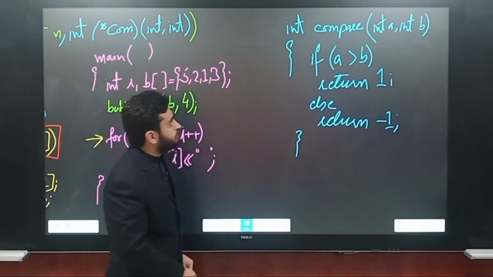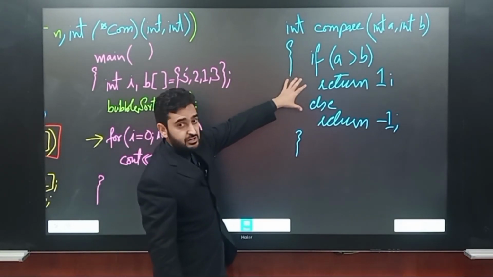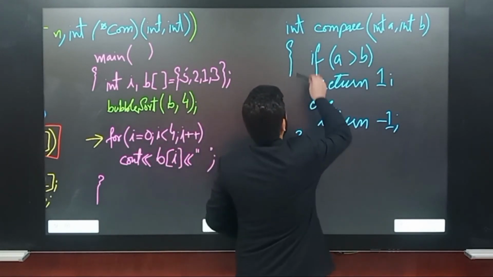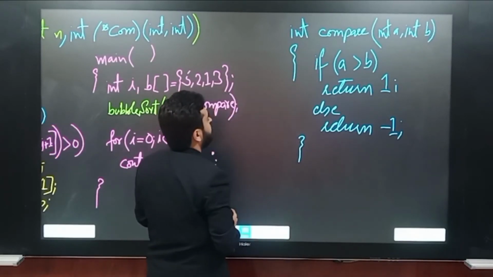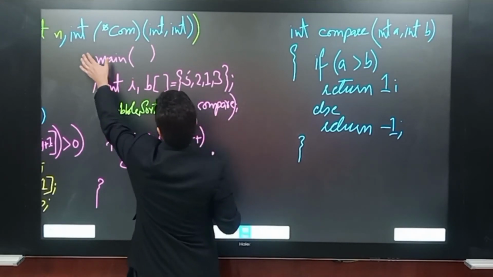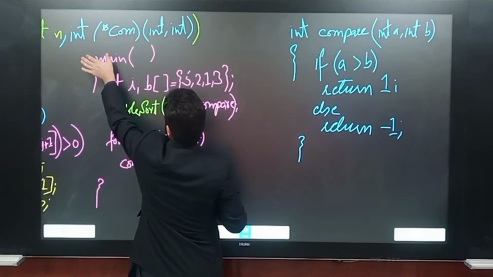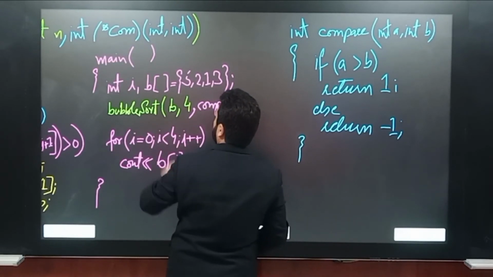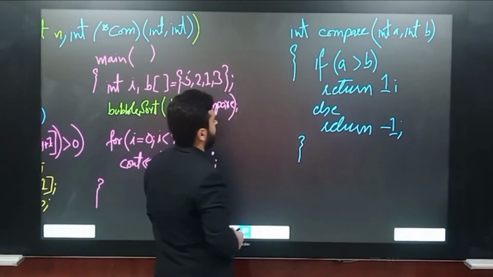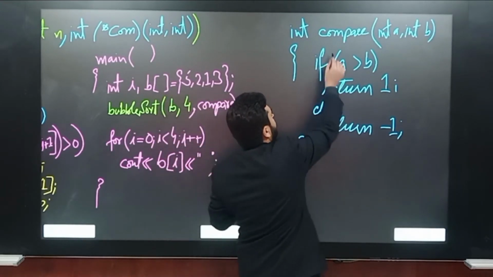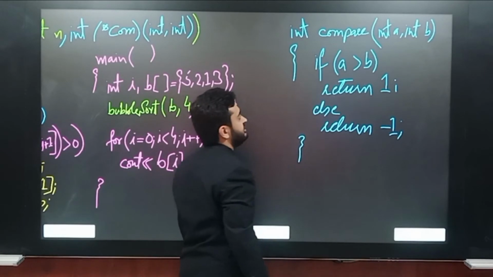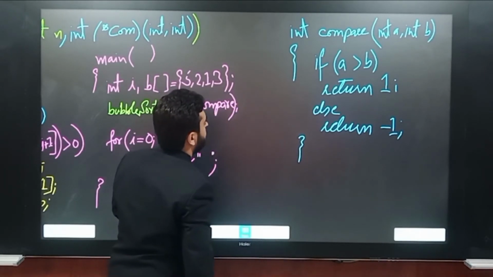Okay, here you can see we have now defined a user-defined function, and this function should be written before the main function. Integer is actually the return type that we have already pointed out in the declaration of our pointer to a function in the argument list of the bubble sort function. And compare is the name of the function, and it accepts two parameters: integer a and integer b.